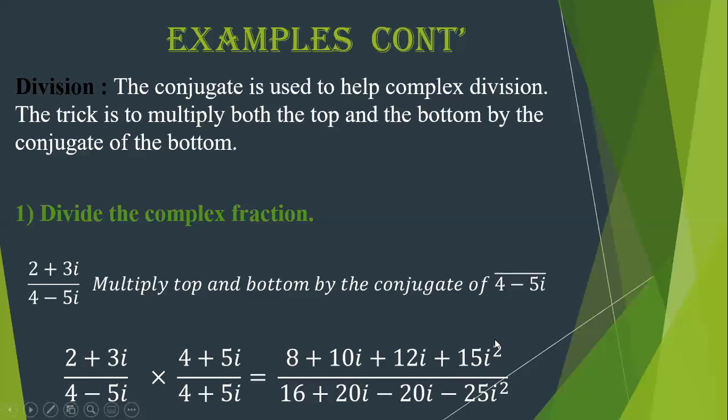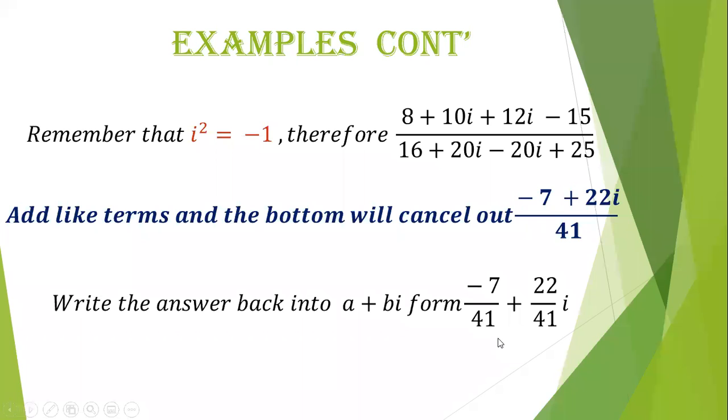What do you realize about i squared? Do you remember? Yes, i squared is minus 1. So if i squared is minus 1, we can substitute it and get minus 15 and positive 25. Now let's simplify this. For us to simplify this, what do you think we need to do?